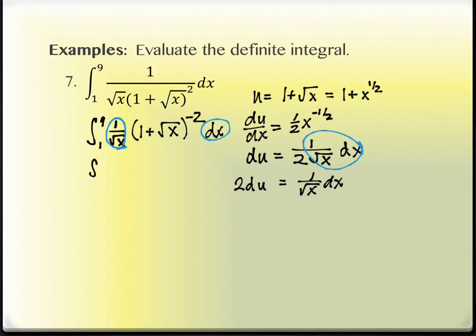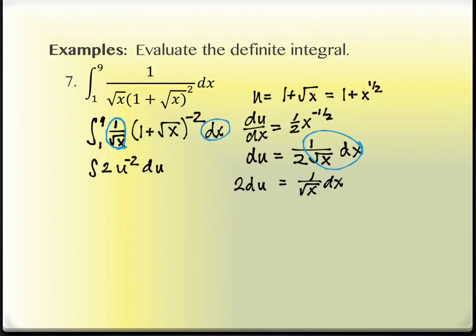So I have a 2, and I've got a du. I'll just put them where I want them to be. And then in between there, the 1 plus the square root of x to the negative 2 would be u to the negative 2, right? Because that's what I identified as u.